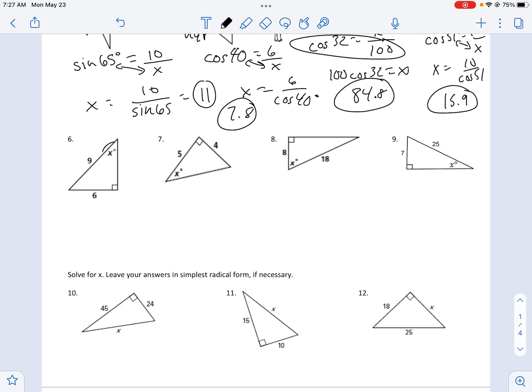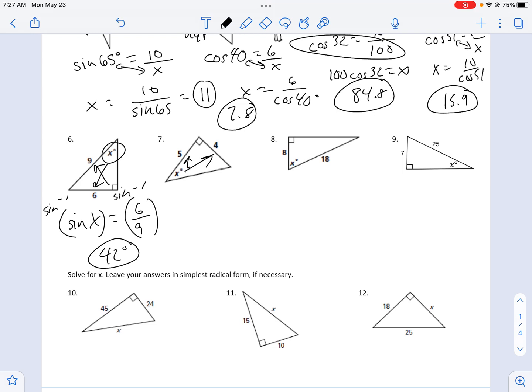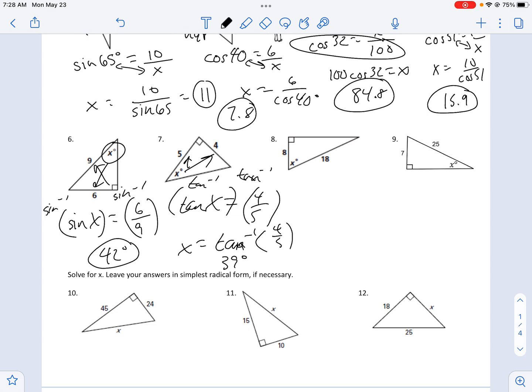But this time x is an angle. We have our opposite and our hypotenuse. That is sine, opposite over hypotenuse. Need to get rid of sine, so we use sine inverse. It's going to be green on the calculators. Make sure you hit second. So that ends up being 42. We've got opposite over adjacent. That's tangent. Got to get rid of tangent, so we do tangent inverse on both sides. And 39.